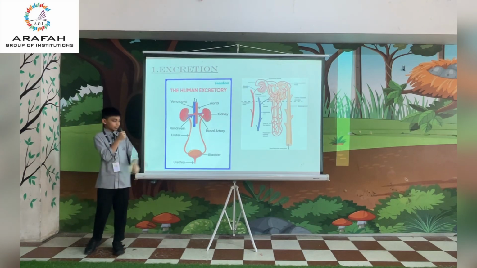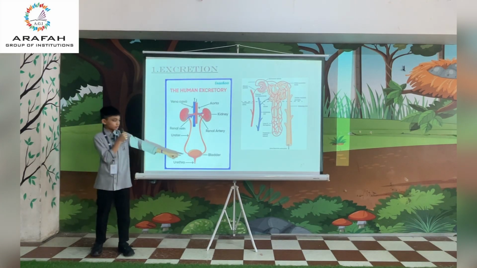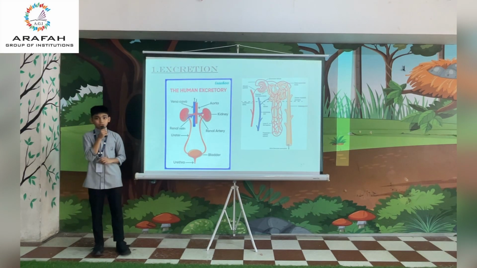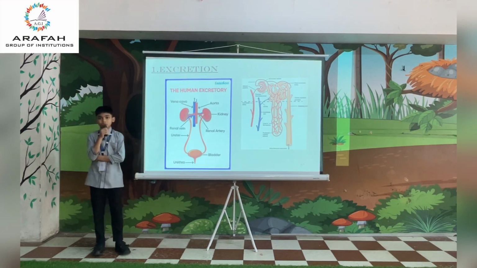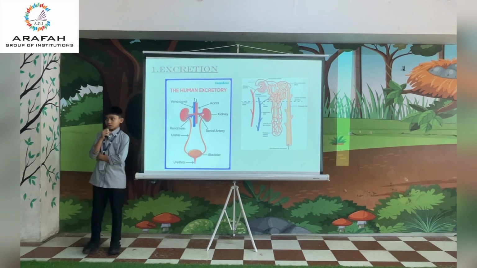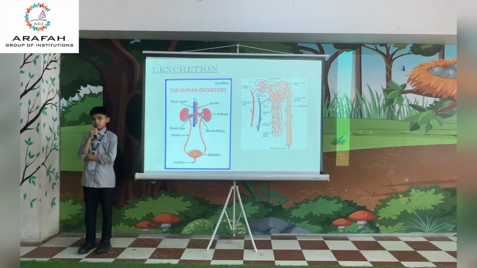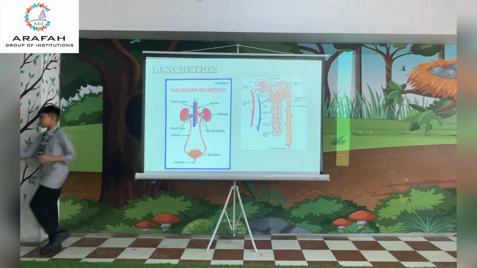I'm going to explain about the urethra. The urethra is connected to the urinary bladder on one side. On the other side, it opens to a small opening which helps in passing out urine.